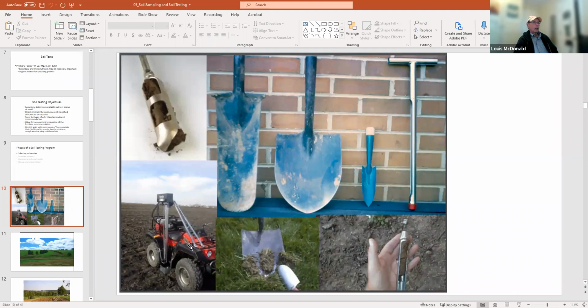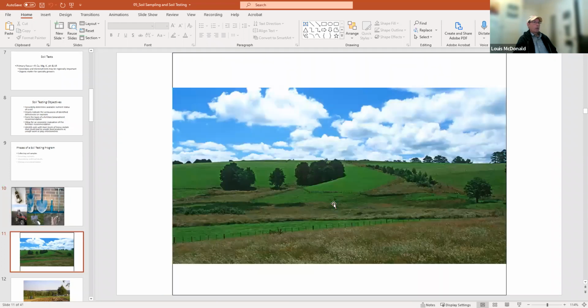These are ATV mounted hydraulic cores. There's just basically one of these, but you don't have to actually do any physical labor except run the throttle on the ATV and push a button to push the probe down. Great if you have large areas, flat areas, ideally to sample, and money to burn on an ATV and hydraulic probe.